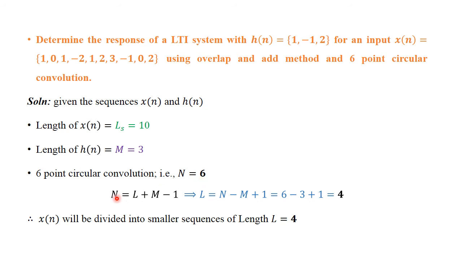Now use this formula to calculate the value of L. N is equal to L plus M minus 1. N is known, M is known, and L is the only unknown parameter, so we can calculate it, and by calculation we get the value 4. Now divide this long sequence x of n into multiple sequences, each of length 4. That is, capital L is equal to 4.